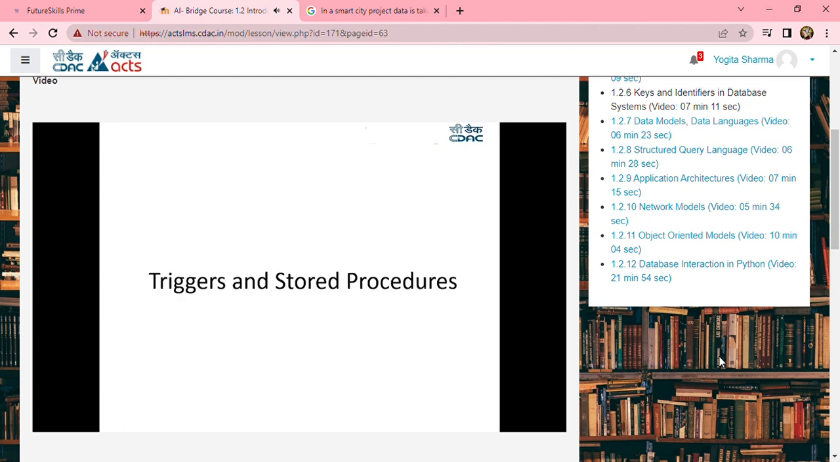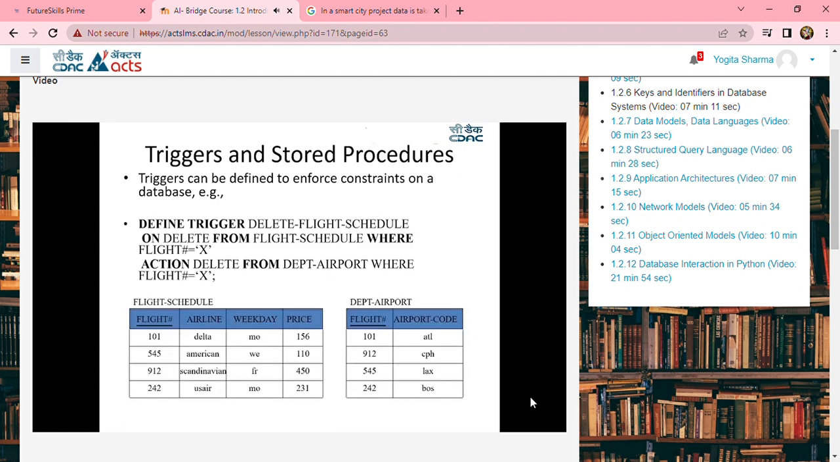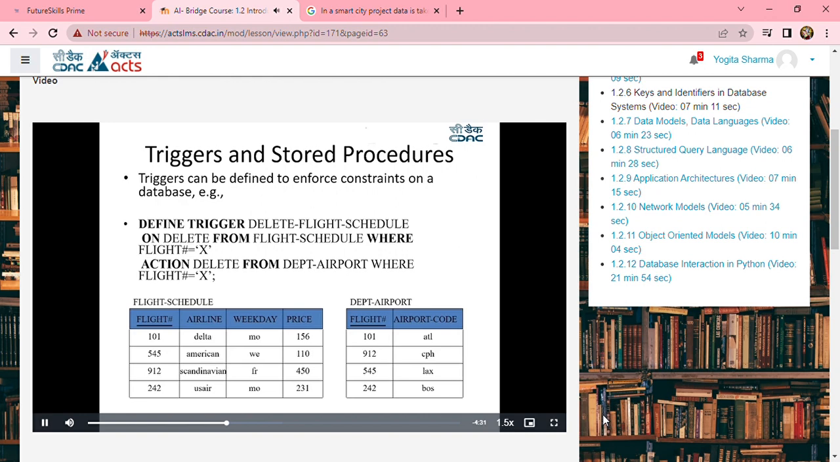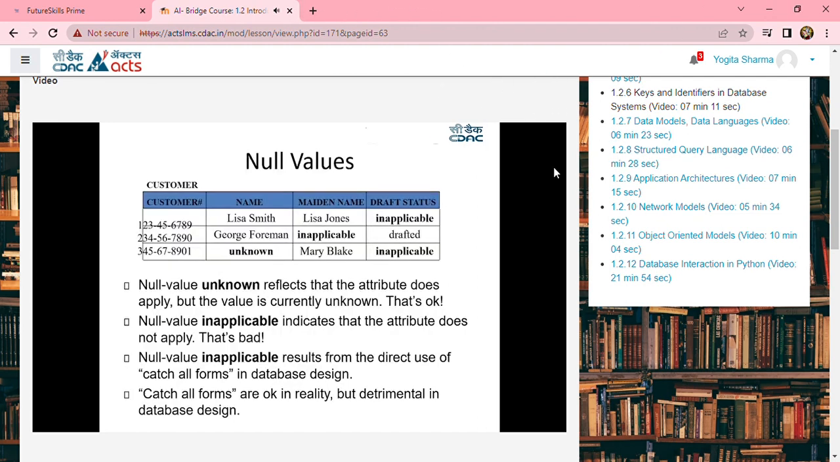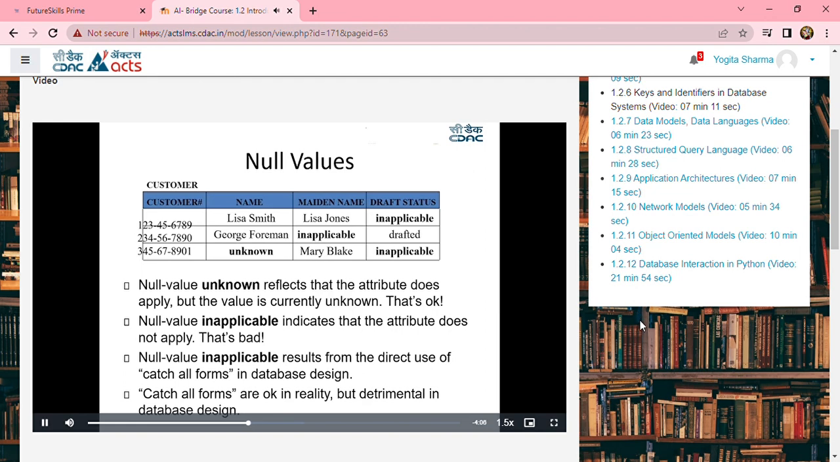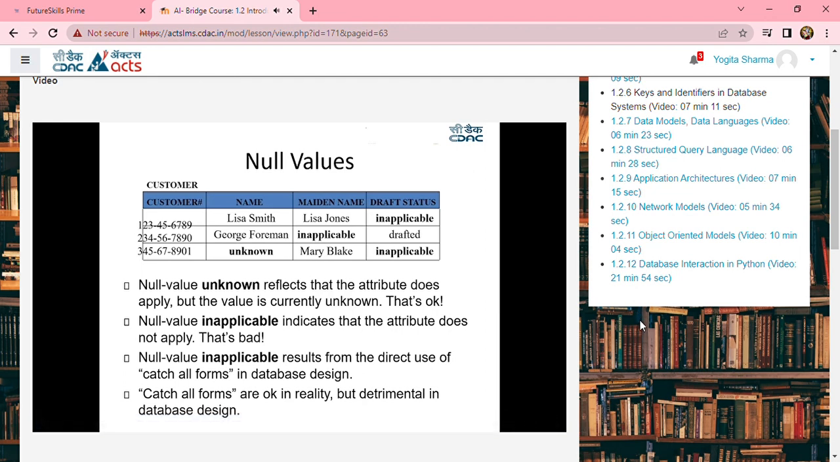Now, coming to triggers and stored procedures. Triggers can be defined as enforced constraints on the database. To define a trigger, you need to find out, if I'm going to delete one particular column from one particular database, what should be the action? What should be the triggering action to retrieve it? That is called a trigger. While you are implementing triggers, there should be some sort of storage to be maintained. Coming to one more terminology called null values.